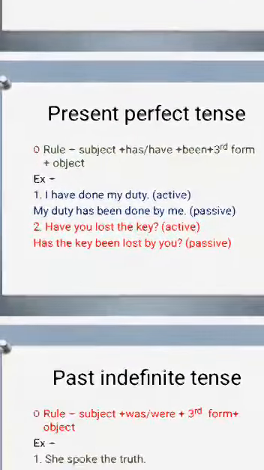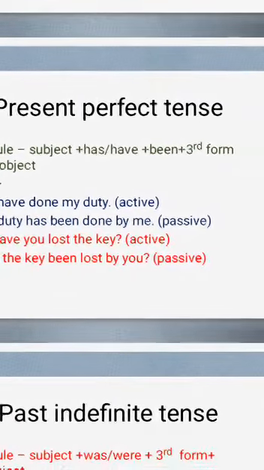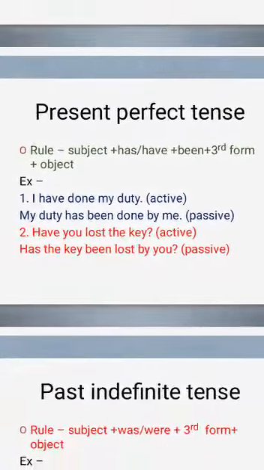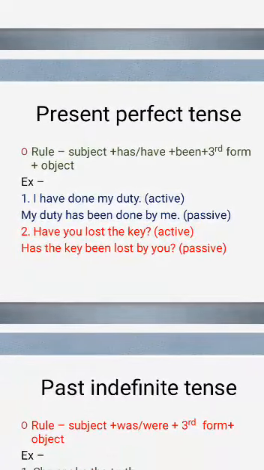Next tense is present perfect tense. The rule is subject plus has/have plus been plus third form of verb plus object. For example, I have done my duty. When we change into passive voice, we write like this: my duty has been done by me. Has or have is written according to the subject. When the subject is singular, we write has, and when the subject is plural, we write have.